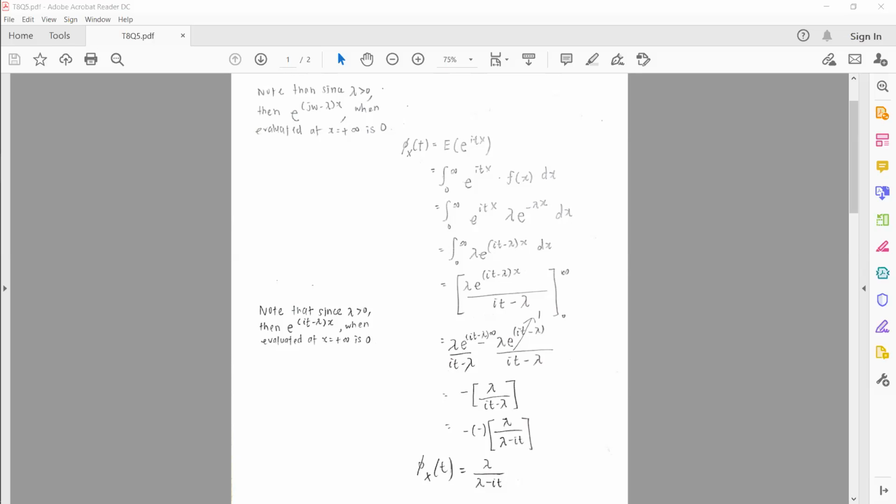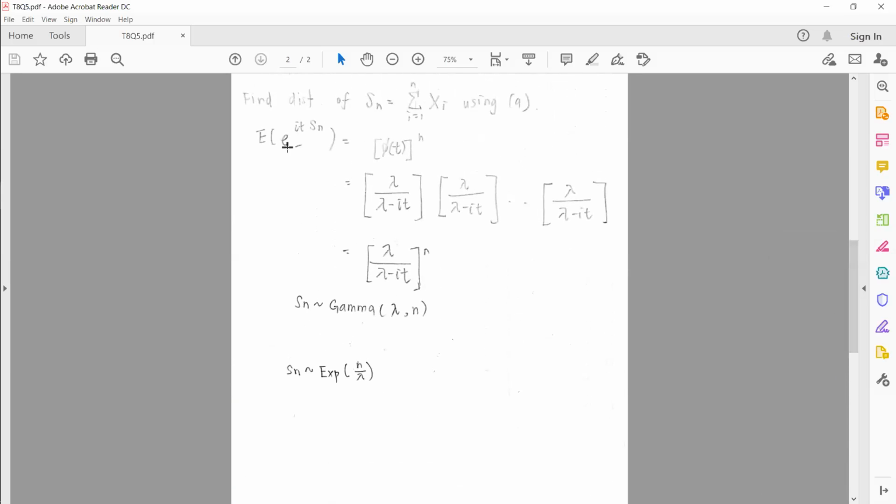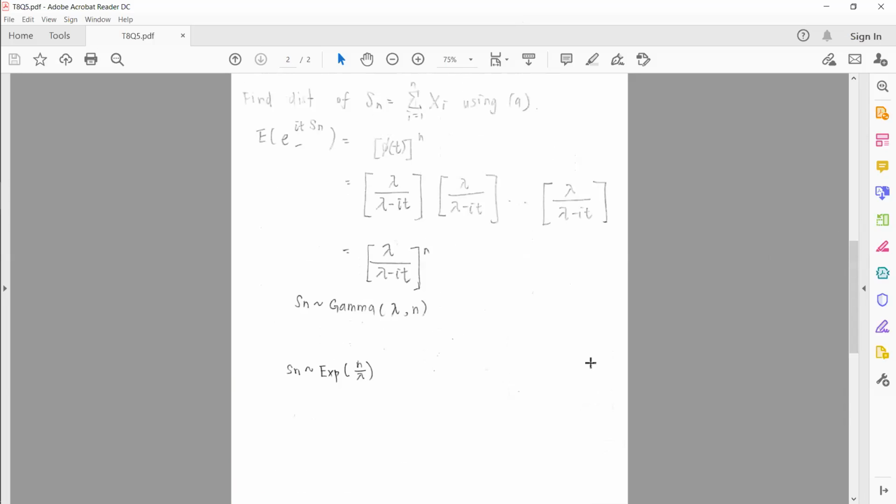Then for B, we need to find the distribution of Sn using A. I just changed the variable here to become Sn. This is the formula, and then to the power n. So finally we can see that this distribution is a gamma with parameters lambda and n. Correct. The difference between this function and the moment generating function of the gamma is that the CF is basically just t replaced with it. So this is the gamma with parameters lambda and n.